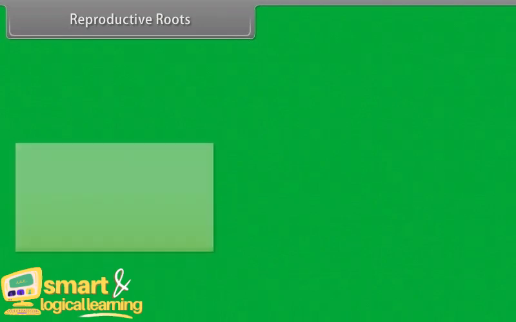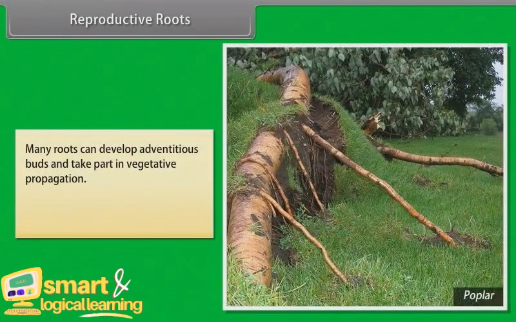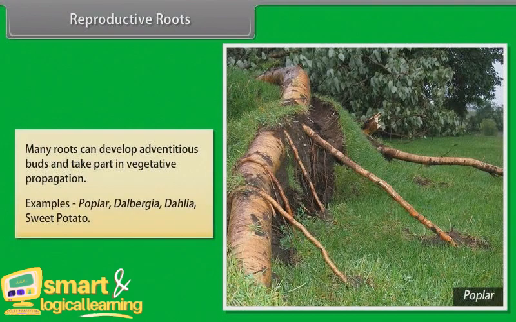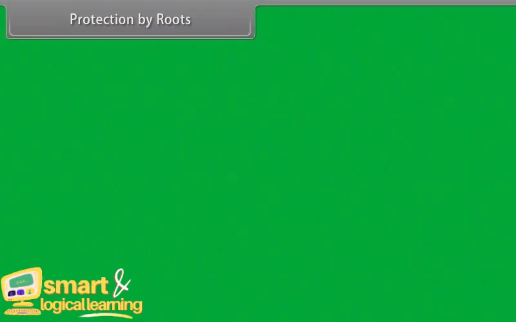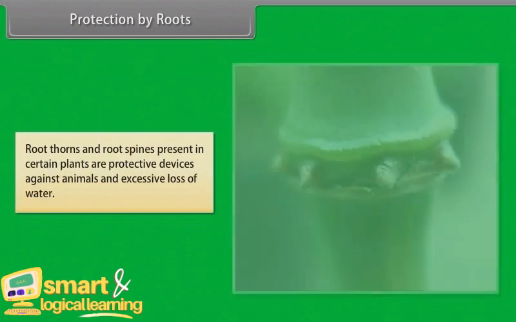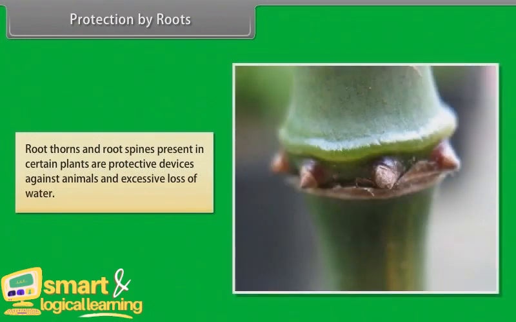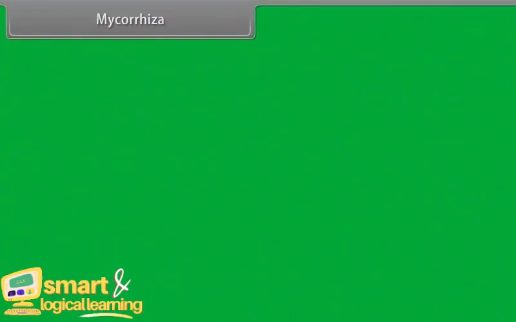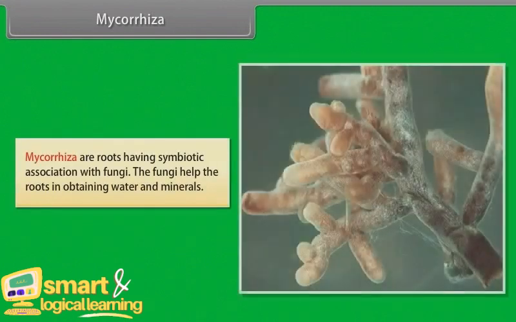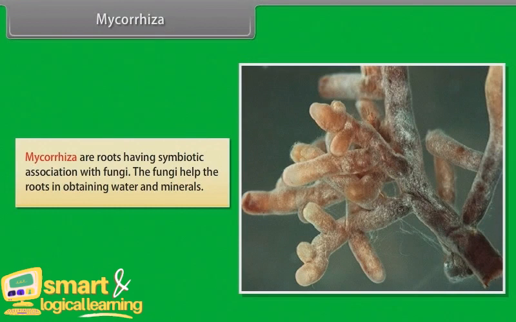Reproductive roots. Many roots can develop adventitious buds and take part in vegetative propagation. Examples: poplar, Dalbergia, dahlia, sweet potato. Protection by roots. Root thorns and root spines present in certain plants are protective devices against animals and excessive loss of water. Mycorrhiza. Mycorrhiza are roots having symbiotic association with fungi. The fungi help the roots in obtaining water and minerals.